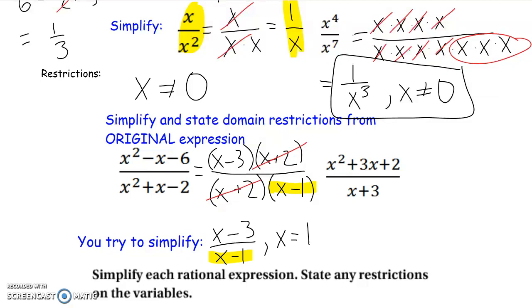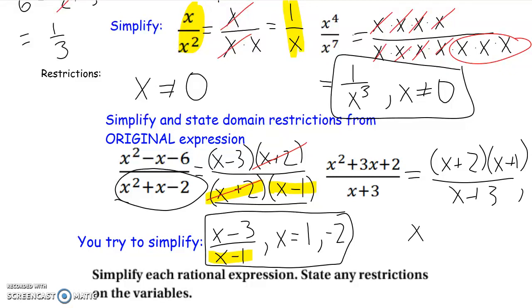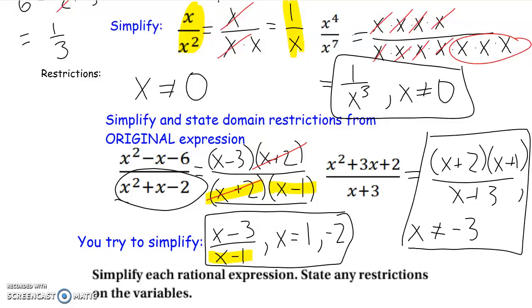But we also have a restriction on the domain of -2 because even though we crossed off the factor x plus 2, it still affects the domain of our function. So we need to look at the domain restrictions in the original expression. For the second example, we can factor that as x plus 2 times x plus 1 divided by x plus 3. And since none of those factors are the same in the numerator and denominator, that is simplest form, and the restriction on the domain would be -3, which would cause the division by 0 problem.